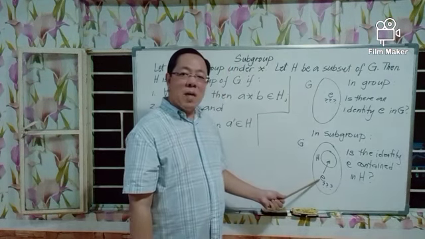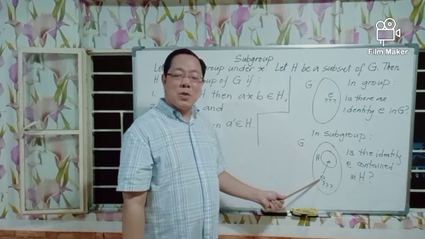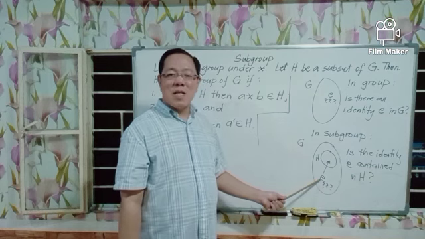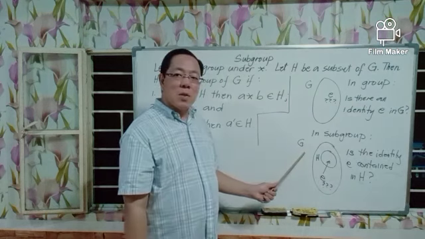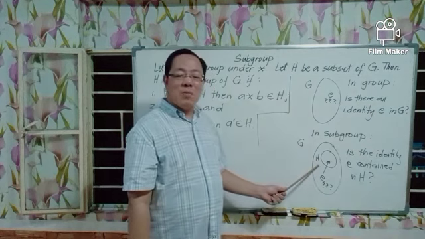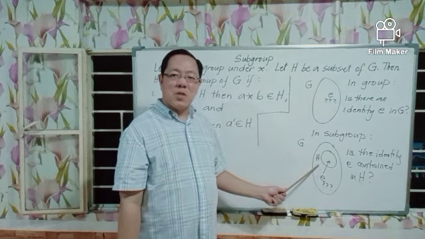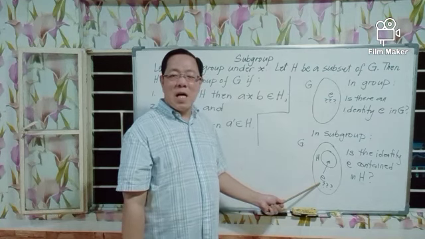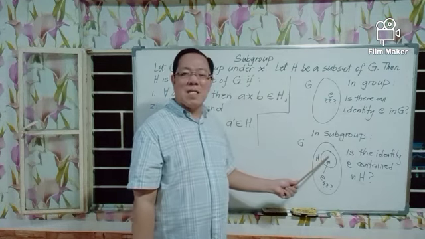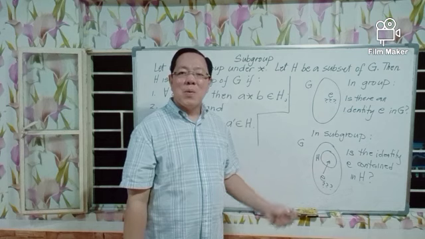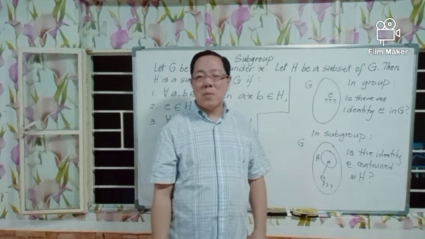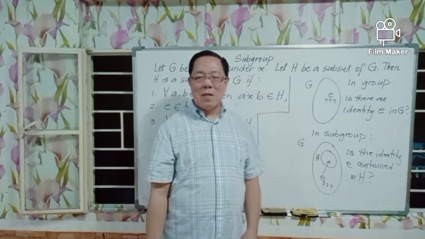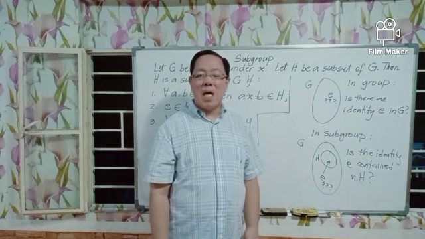The identity element is in G, and we are sure G has an identity element E because G is a group, and we want to determine if H is a subgroup of G. And the question to ask is: is E, the identity element in G, also contained in H? We now take some examples of subgroups from abelian groups and from non-abelian groups.